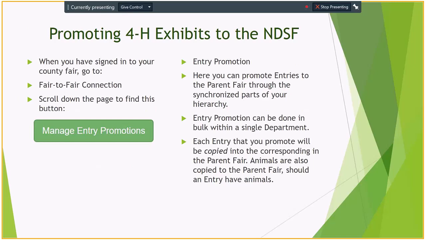To promote exhibits, you need to sign into your county fair, and when you do that, go to Fair to Fair Connection. Scroll down the page to find this button at the bottom, Manage Entry Promotions. When you click on that Manage Entry Promotions bar, you will be able to promote entries to the parent fair through any of the synchronized parts of your hierarchy.